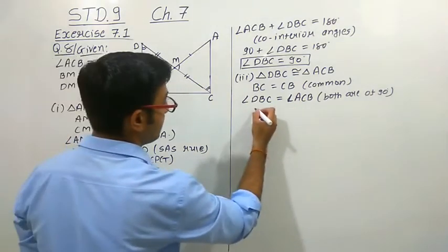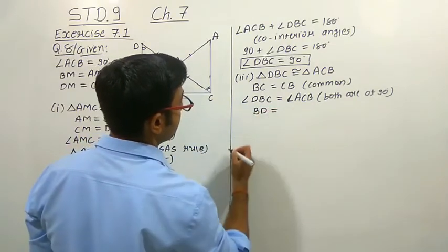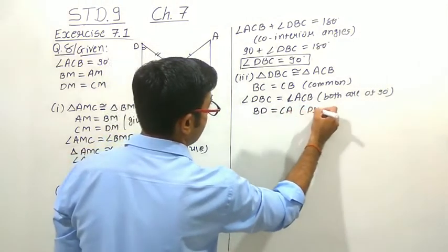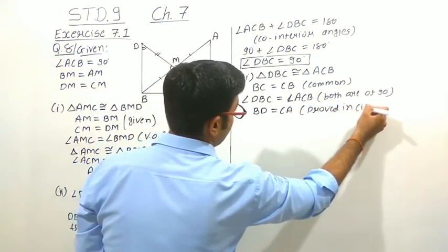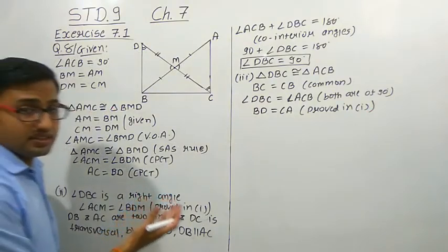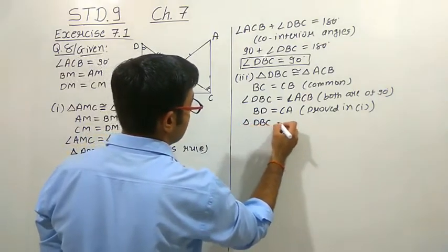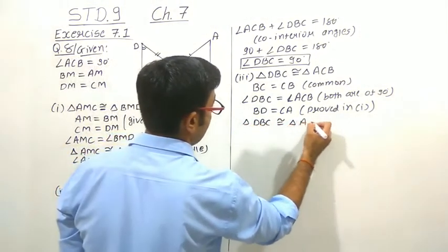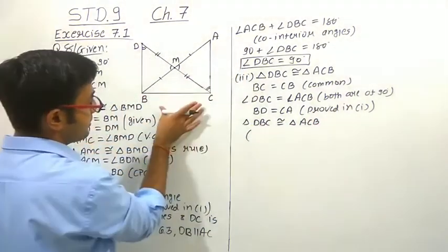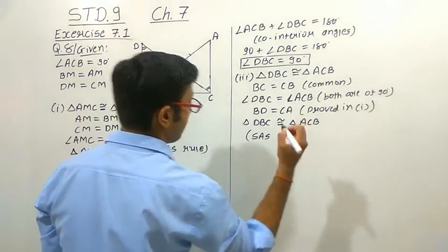We can write down that BD is equal to CA or AC. This we have already proved in 1, right? This condition we are taking directly from there. So three conditions we got here. So we can write down that triangle DBC is congruent to triangle ACB. By which criteria? Think about it, this is the side, and this is the angle. So by the side angle side rule.